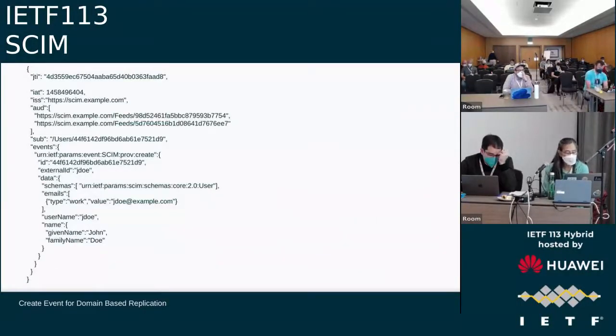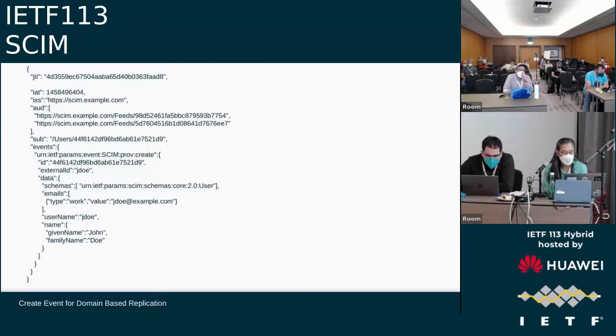So in this example, this is a typical event. In this case, a create event is being shown. Note that inside the events object, we define a common set of attributes. You've got the ID, external ID, data, and attributes. Typically in DBR cases, we show the actual transaction using the data attribute. This attribute corresponds to the original SCIM request.